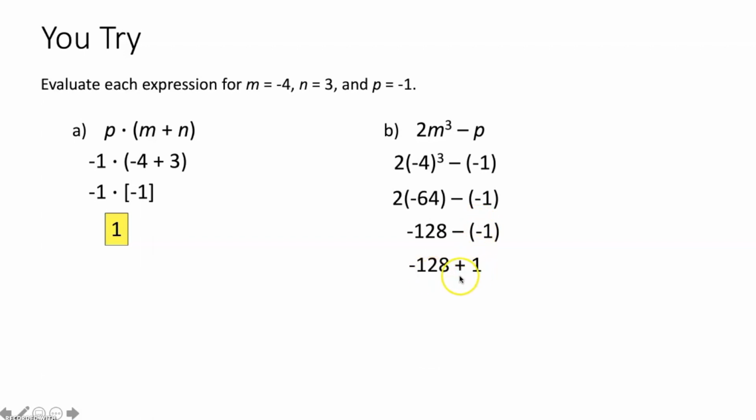Now, how do we add these two together? Well, when you're adding two numbers together that have different signs, you just subtract the absolute value of the two numbers, big minus the small. So in this case, that'll be positive 128 minus positive 1, which gives you 127. And you keep the sign of the bigger number, which in this case would be that negative 128. So our answer should be negative 127.